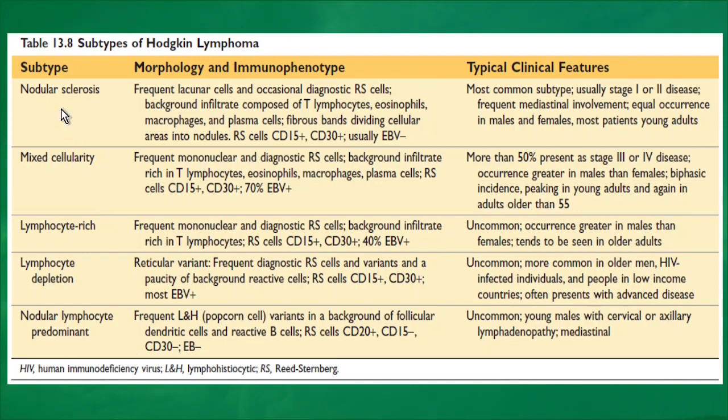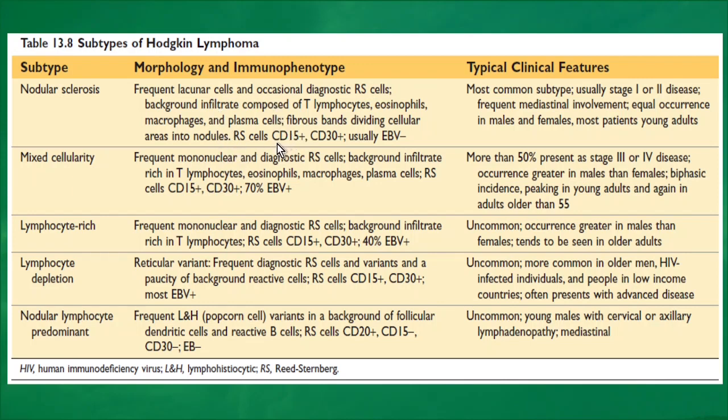Now, nodular sclerosis is the most common Hodgkin. Nodular sclerosis frequently has lacunar cells and very occasionally diagnostic RS cells. Background is reactive, can contain lymphocytes, eosinophils, macrophages, plasma cells, fibrocytes, fibroblasts, and the fibroblasts here are important. They form fibrous bands which divide the cellular areas into nodules.